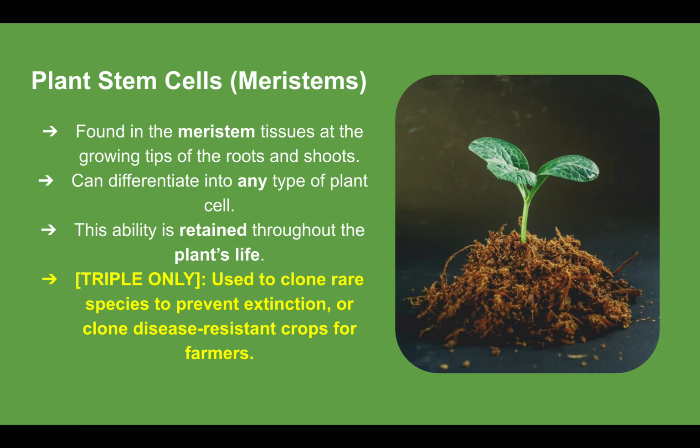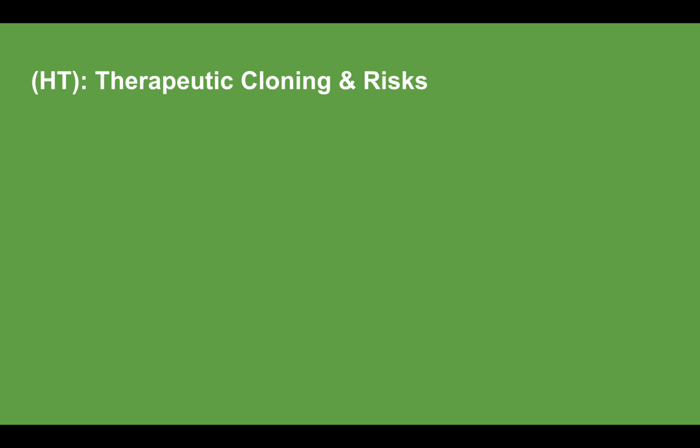If you're a triple-only student, which means you're taking GCSE Biology, you need to know that they can be used to clone rare species to prevent extinction or clone disease-resistant crops for farmers.